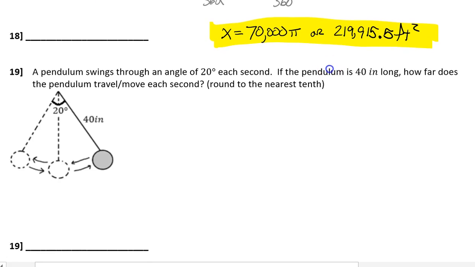Which leads to number 19, which is an application of our arc length problem. A pendulum swings a degree of 20. If the pendulum is 40 inches long, how far does it move? So we're actually trying to find this distance here. As we discussed in class, this is actually the arc length here that we are trying to find. So we need to go ahead and set up a ratio for a proportion for the arc length. Let's take a look and see what that looks like.